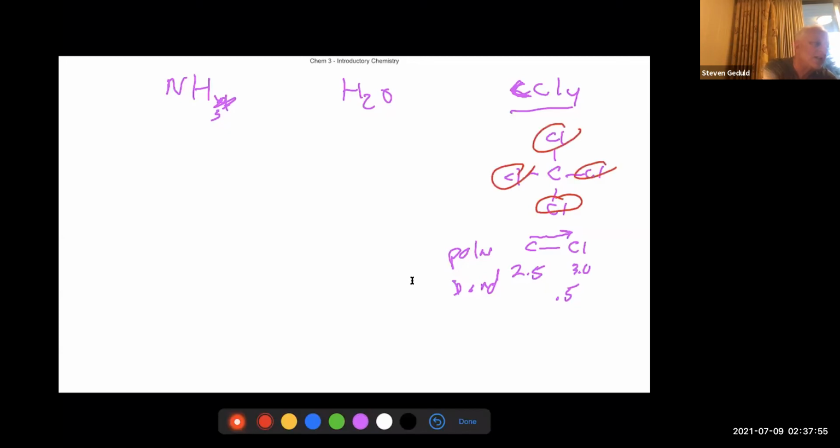Okay? So this is a non-polar molecule. It's made up of polar bonds, but it is a non-polar molecule because everything cancels. Let's look at water.